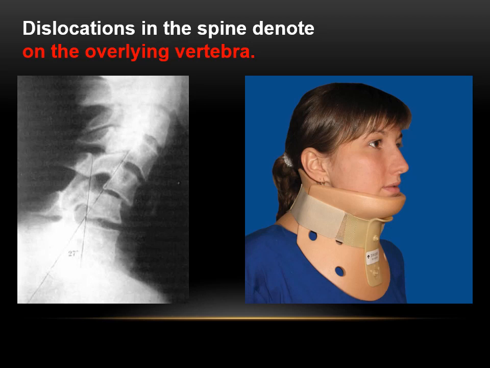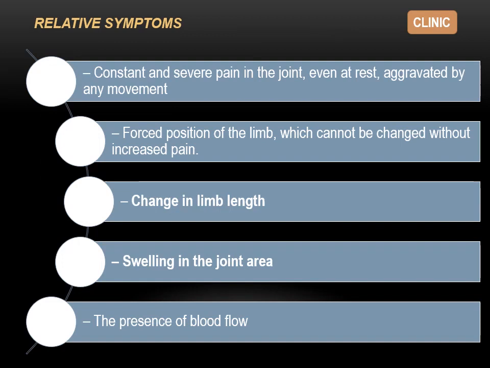And dislocation. A dislocation is an injury. This is a process of mechanical action, with a certain clinical picture, which leads to a displacement of the joint. First, the relative symptoms. That is, we have unreliable, probable signs of dislocation.